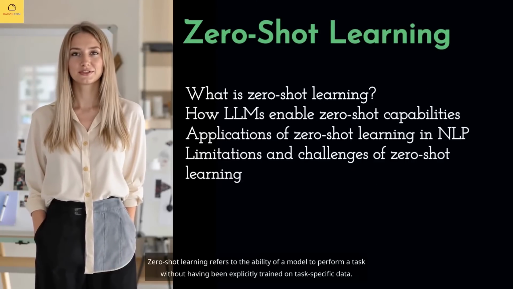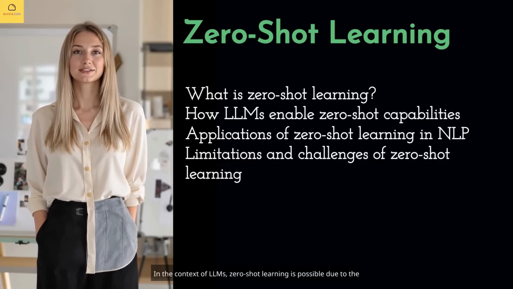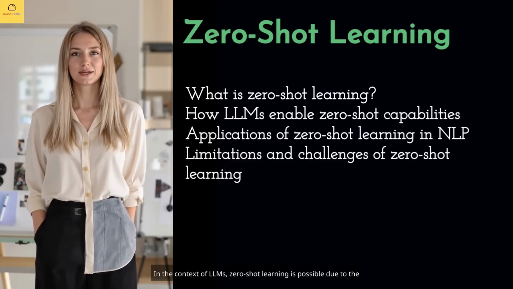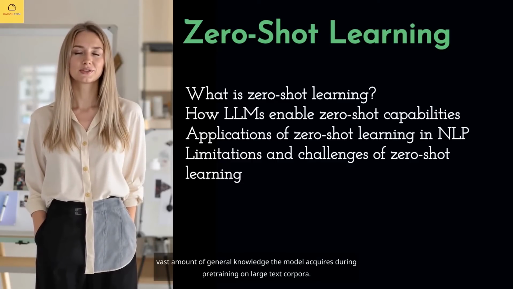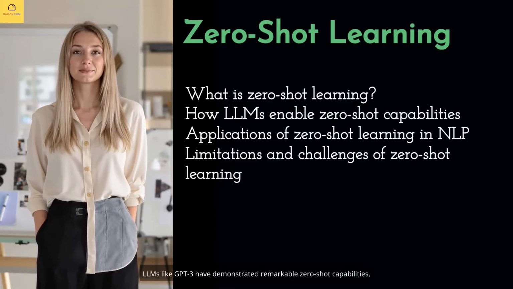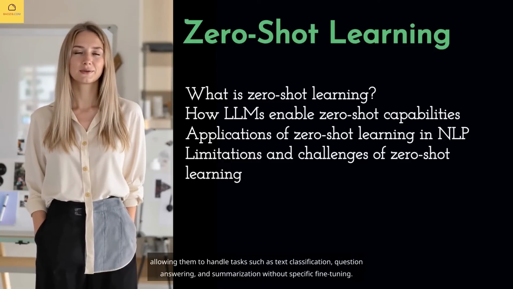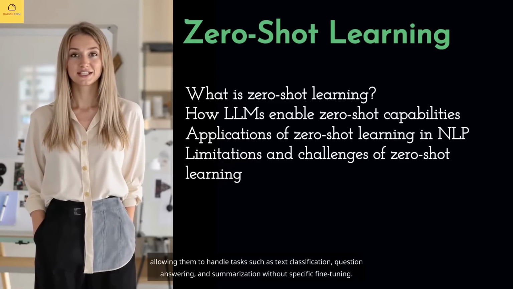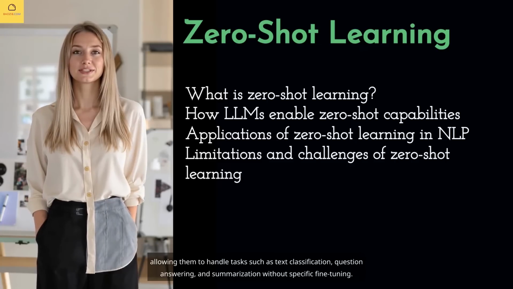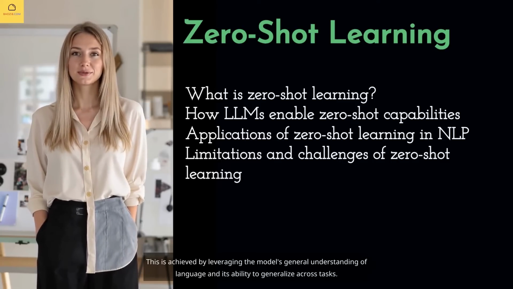Zero-shot learning refers to the ability of a model to perform a task without having been explicitly trained on task-specific data. In the context of LLMs, zero-shot learning is possible due to the vast amount of general knowledge the model acquires during pre-training on large text corpora. LLMs like GPT-3 have demonstrated remarkable zero-shot capabilities, allowing them to handle tasks such as text classification, question answering, and summarization without specific fine-tuning. This is achieved by leveraging the model's general understanding of language and its ability to generalize across tasks.